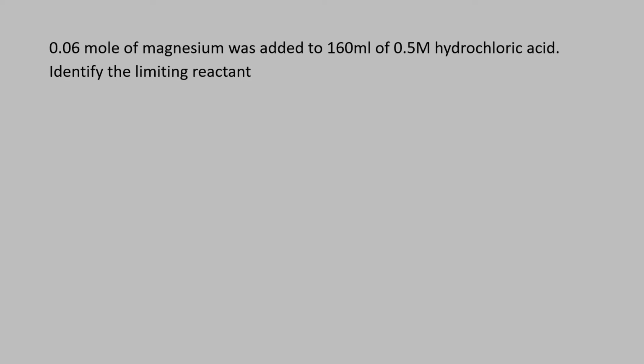Okay, so now it says magnesium, its moles, 0.06 mole of magnesium was added to 160 ml of 0.5 molar hydrochloric acid. Like I said, questions love to use M. M is mole per liter, which is molarity.